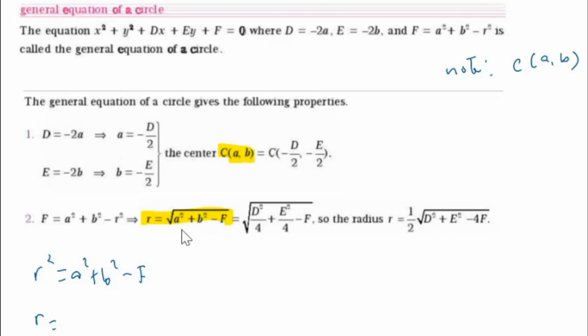So a means negative d over 2. When you square that, it becomes d squared over 4. And b can be replaced by negative e over 2. The square of negative e over 2 is positive e squared over 4. f will remain as f. And then we can now have the formula for finding the value of r, which is equivalent to one half of the square root of d squared plus e squared minus 4f after simplifying.